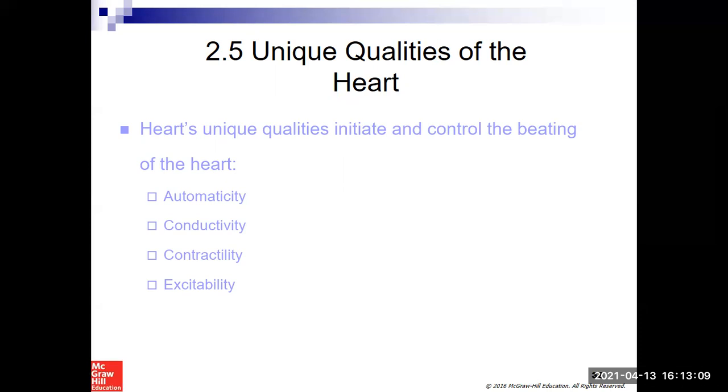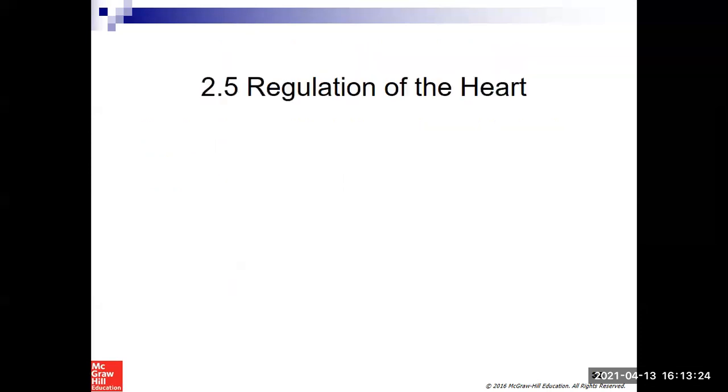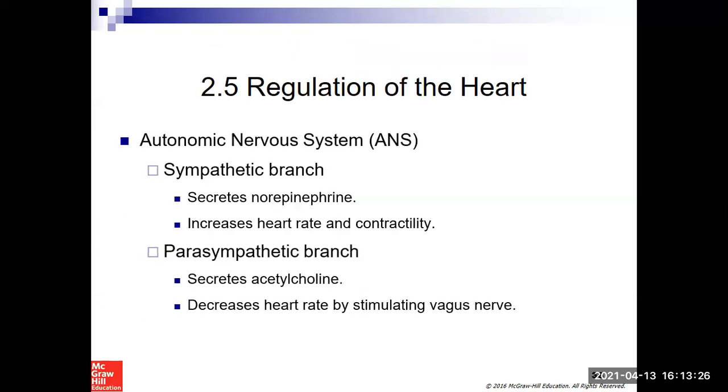So excitability, contractility, it's able to contract. Conductivity, let's just say, hey, it's able to receive and transmit as normal. And then automaticity, it is automatic. It does not need help from an outside source. Your parasympathetic branch secretes acetylcholine, and it decreases the heart rate by stimulating the vagus nerve.